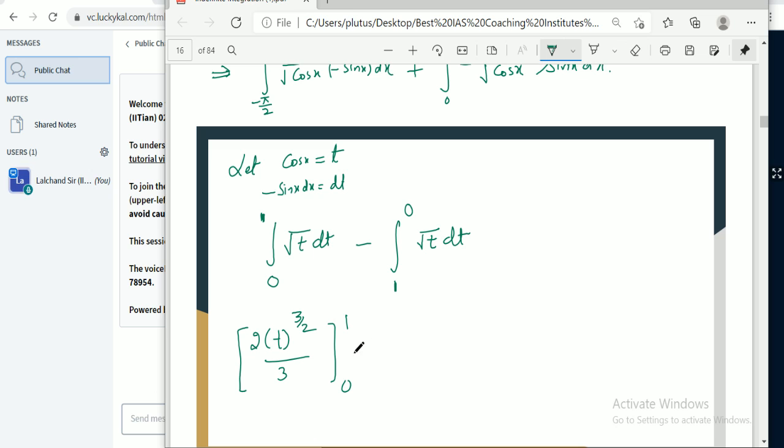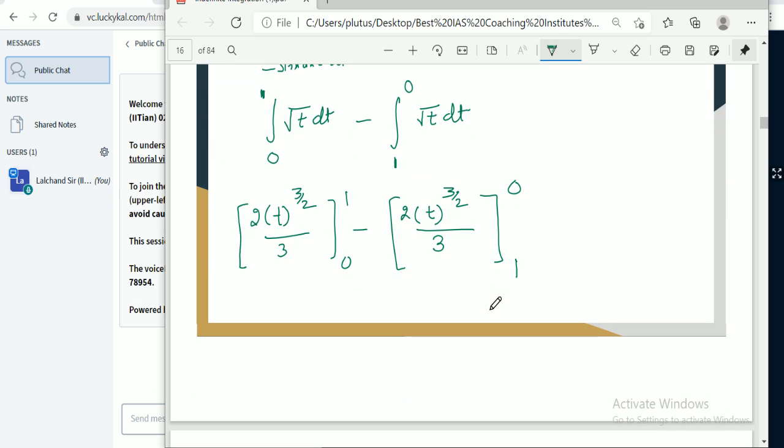So with this minus sign, we have t to the power 3 by 2 divided by 3 by 2, and the limit will be 1 to 0. Okay. So if we simplify, this will be 2 by 3 minus, this will be plus finally, basically 2 by 3. So the final answer will be 4 by 3. So this is the final answer of this integral.